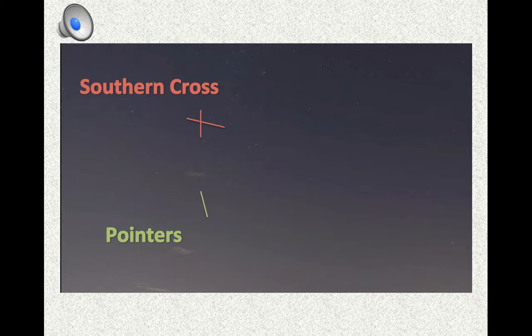Let's practice. Take a moment and see if you can find the Southern Cross. Have you found it yet? Do you see the 2 pointers nearby? Here's how I found south using the Southern Cross. I first found the Southern Cross and the 2 pointers nearby. I then drew the imaginary lines until they intersected. Once I found the intersection, I drew one last line downward and found the South Pole.